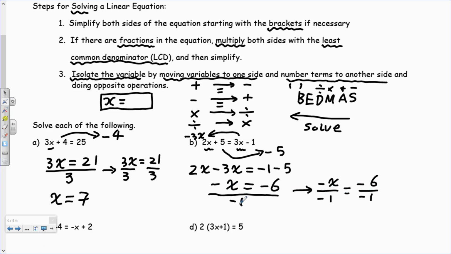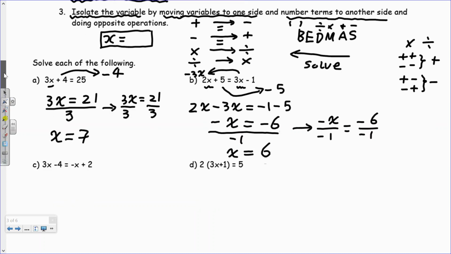So -1 divided by -1 gives you +1. So the left side is x. And the right side is -6 divided by -1. Negative becomes positive, then you have 6. And for multiplying and dividing, if you have numbers with the same sign, times or divide, you will have the final answer positive. This is for multiplying, dividing, not for adding, subtracting. And if you have different signs to multiply or divide, the final answer will be negative. Okay.